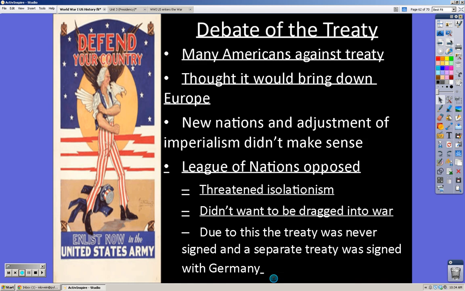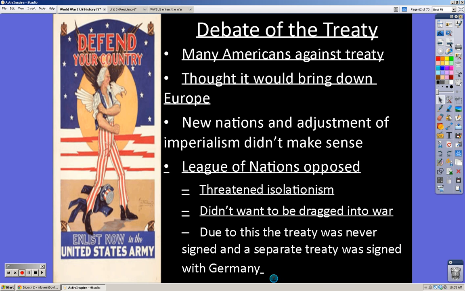So, debate over the treaty. Many Americans were against it, thought it would bring down Europe, so they don't sign it. The new nations and adjustment of imperialism didn't make sense. They said it's arbitrarily drawn. The League of Nations is opposed because it threatened our isolationism. We don't want to be dragged into another war, especially when we just fought the war to end all wars. The treaty was never signed, and we signed a separate peace with Germany.